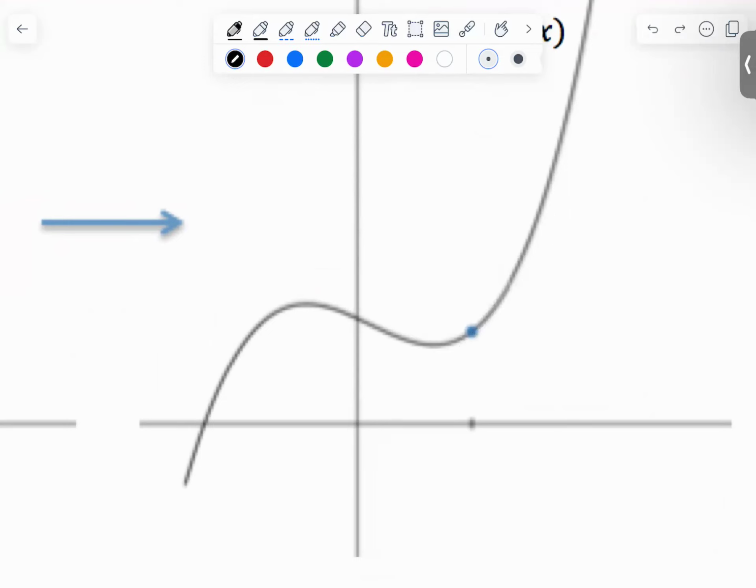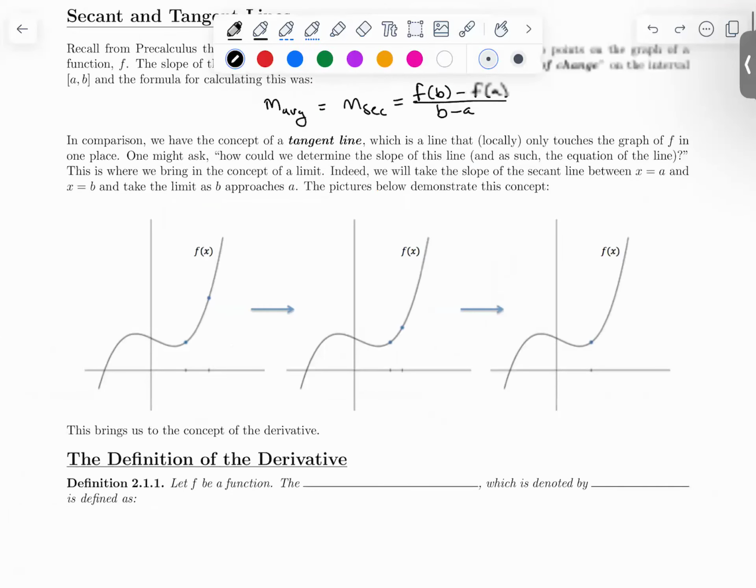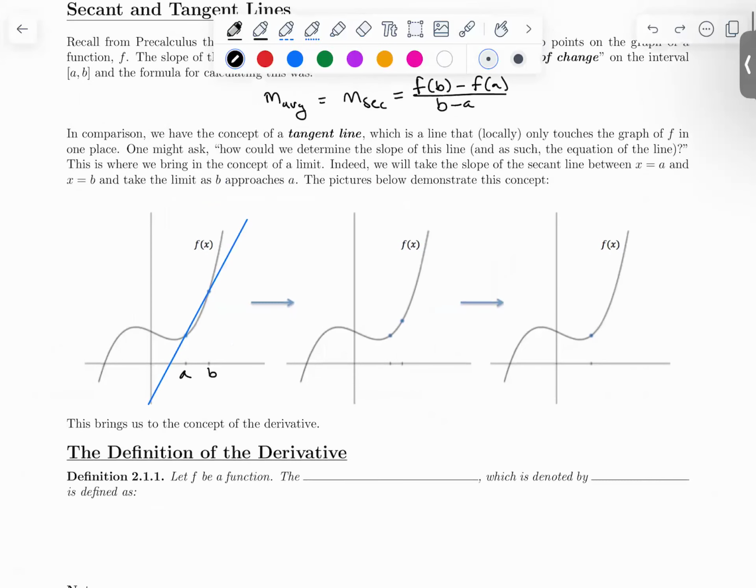And so mathematicians said, well, what if we take the secant line and we just make a and b get closer and closer together? As an example, here's a and here's b. And this is that first secant line. That's pretty close to being tangent, but not great. And then maybe we just make a and b a little bit closer. And then we see it's even more accurate.